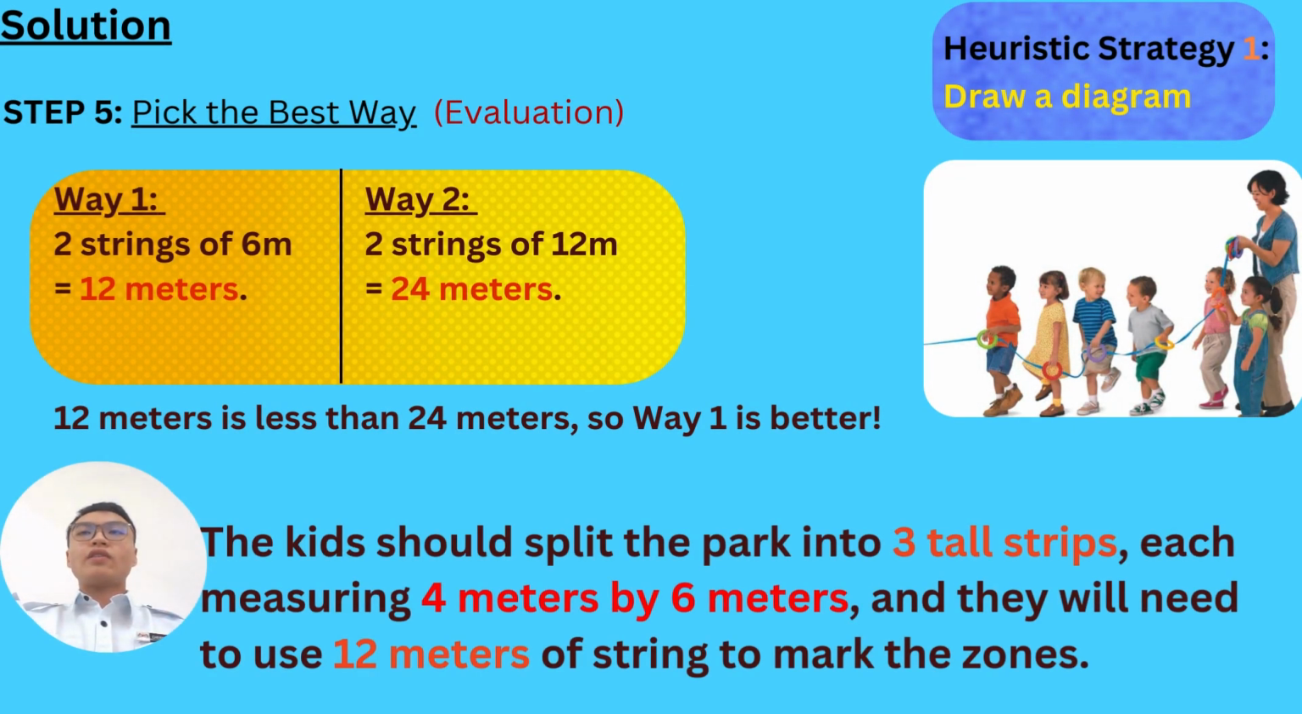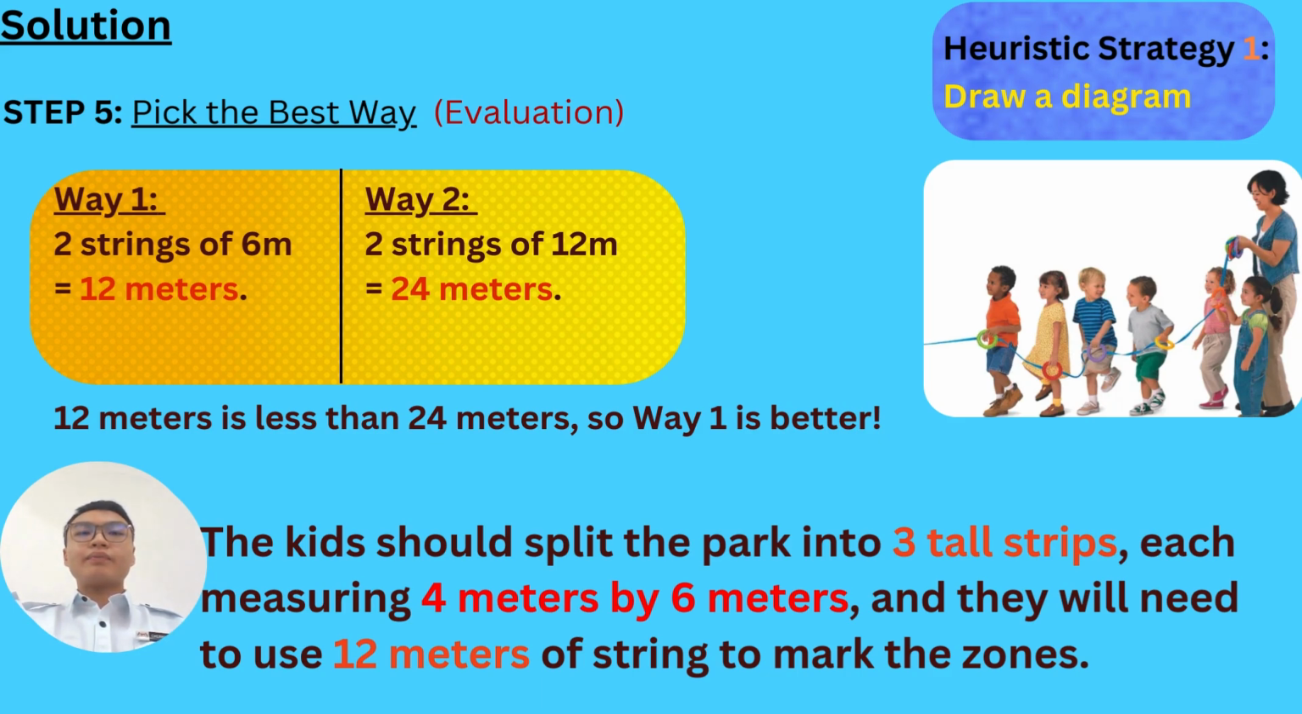In heuristic strategy 1, draw a diagram. And step 5, we need to pick the best way. This is evaluation in computational thinking skills. For way 1, we got 12 meters of string, and way 2, we got 24 meters of string. 12 meters is less than 24 meters, so way 1 is better.